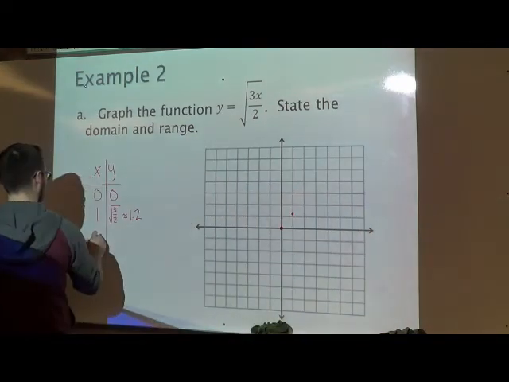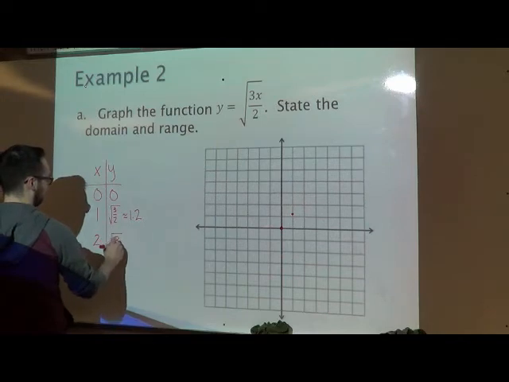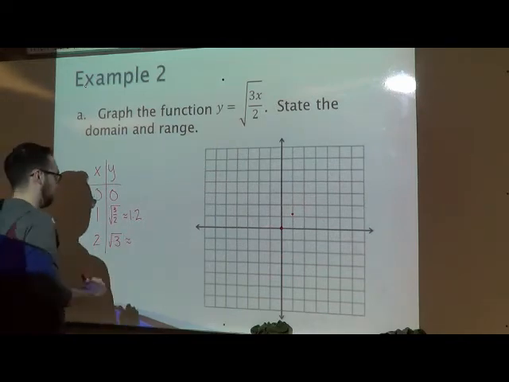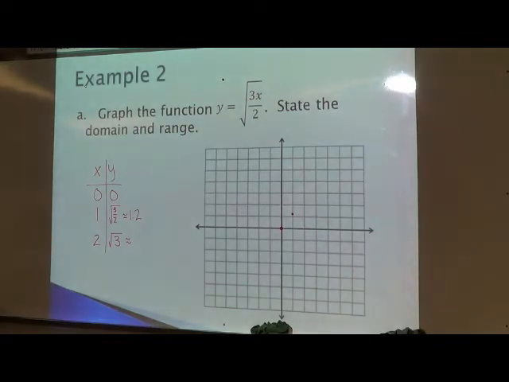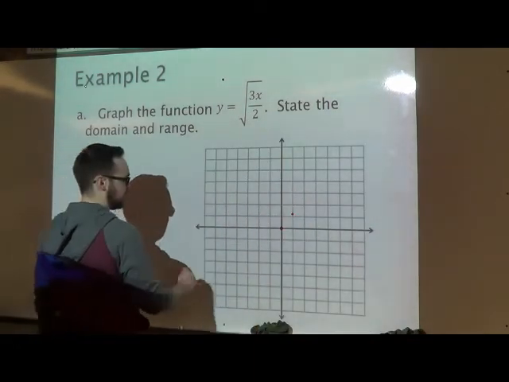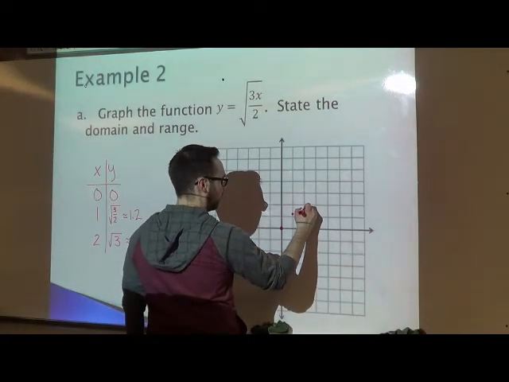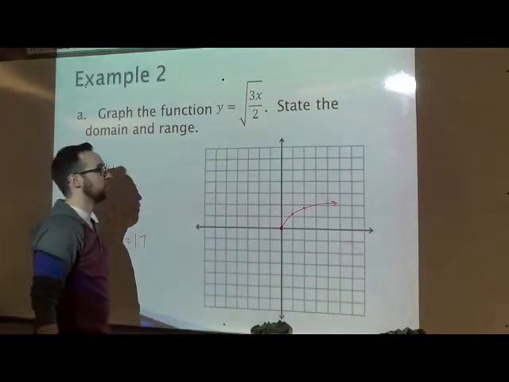When x is 2, it's going to be the square root of 3, which is approximately, I believe that should be 1.7. Yeah, 1.7. I just like to double check myself. And we're up here, and so this is now my graph.